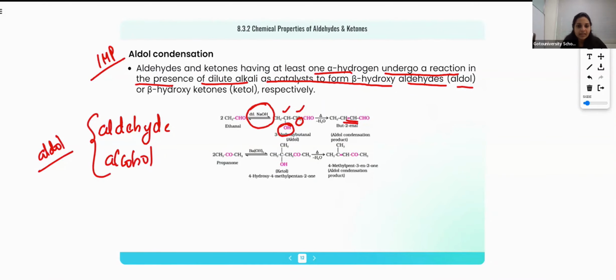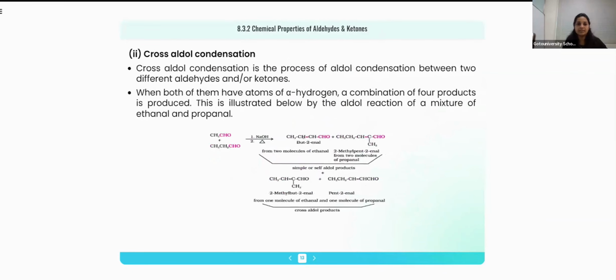So if it is propanone, it is a ketone, the same reaction will happen. Aldehyde and alcohol together is called aldol. Ketone means the keto group, the CO group is there, and the OH group is also there. Same thing. When you are removing water, OH will go from here, hydrogen from here, so a CH3C double bond will form there. That is called aldol condensation, like that. Got it? Yes. Next one, cross aldol condensation.